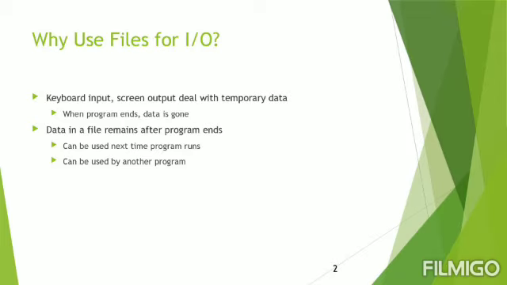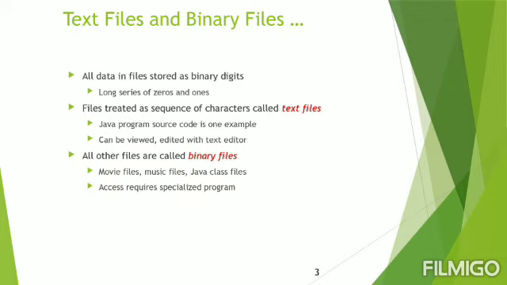Even when a program ends, the data will remain in the file, and it can be used the next time the program runs, and it can also be used by another programmer. Generally, there are two different types of files, such as text files and binary files. All the data is stored as binary digits, that is, a series of zeros and ones. A file treated as a sequence of characters is called a text file. For example, a Java program or Java source code is one example.